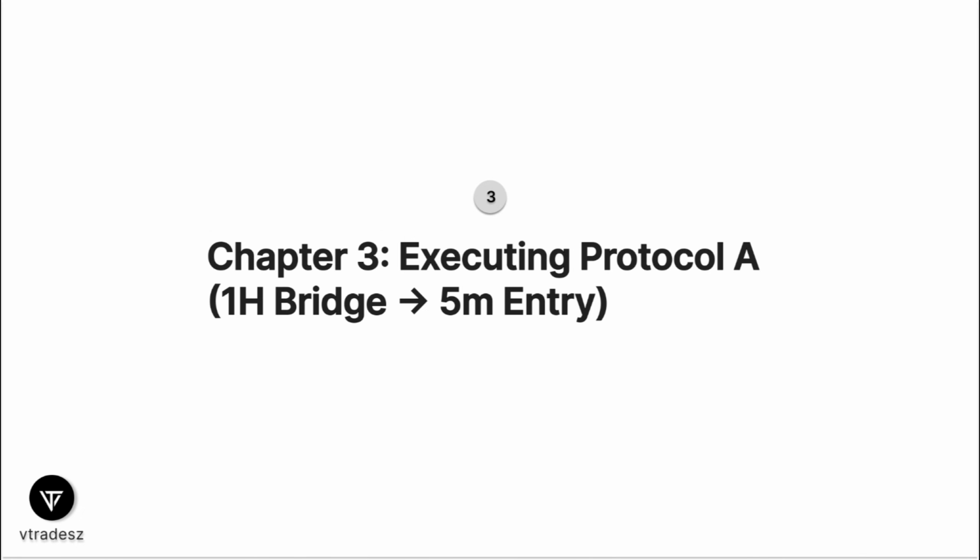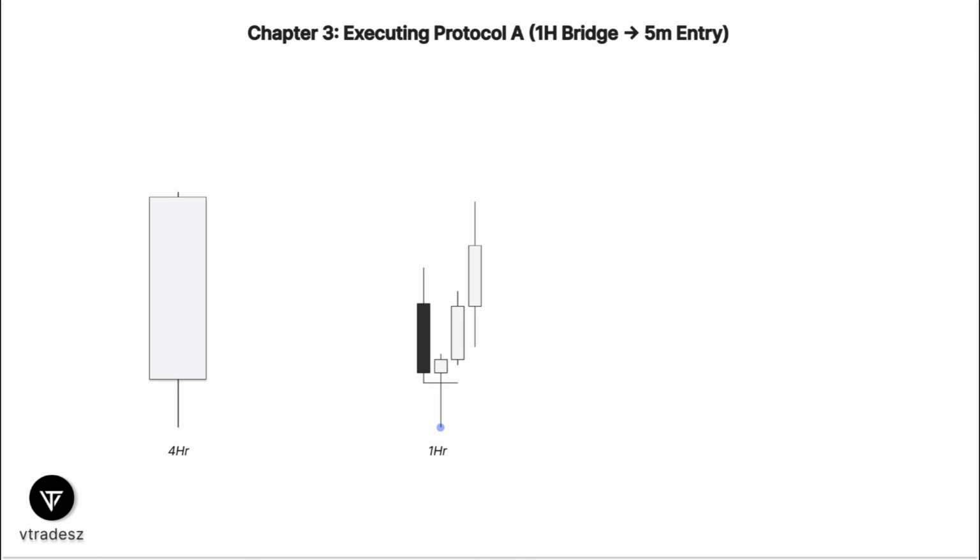Let's walk through exactly how to execute the standard bridge. This is best used when you have a clear 4-hour bias, but the market is moving with normal, steady volatility. Imagine the 4-hour candle opens and starts dropping. On the 4-hour chart, this is just a red candle, but you switch to your bridge, the 1-hour chart. On the 1-hour chart, you see a clear downtrend. Candle 1 closes red. Candle 2 opens and drops lower.